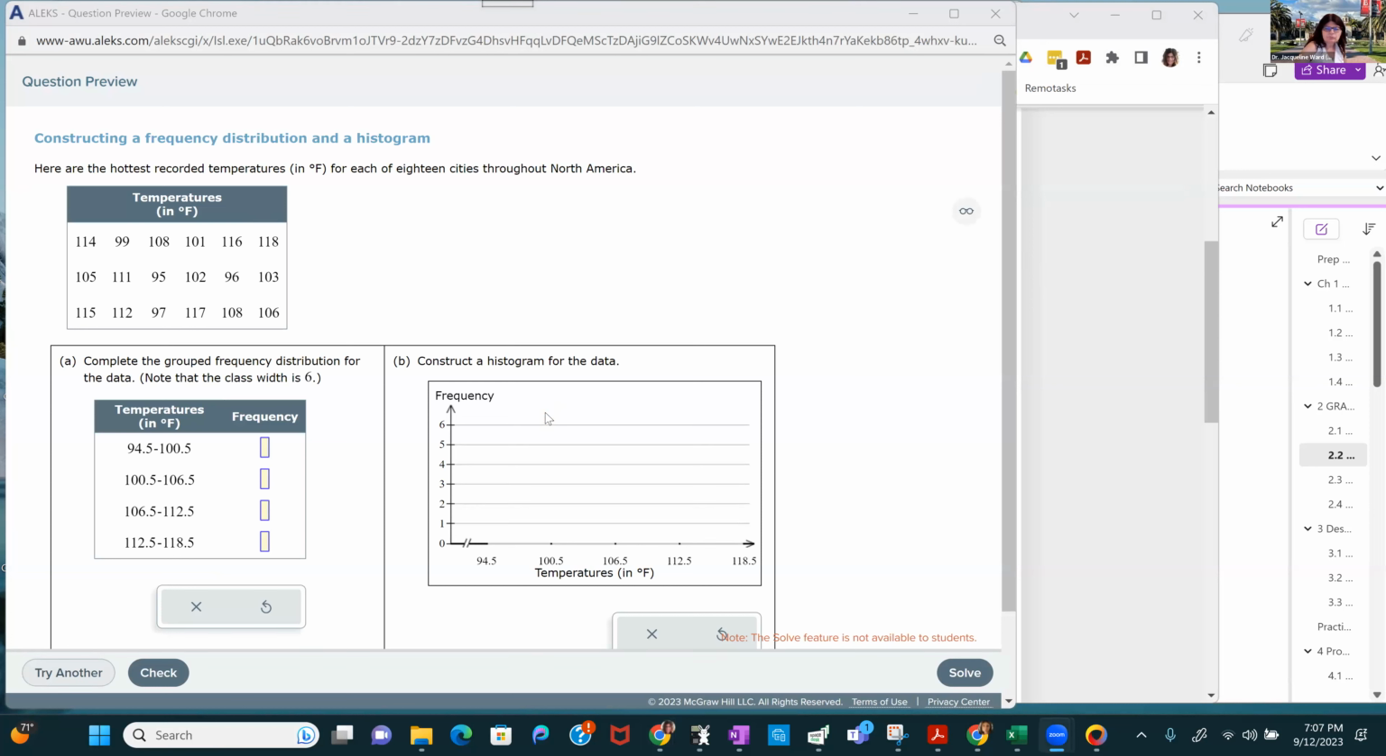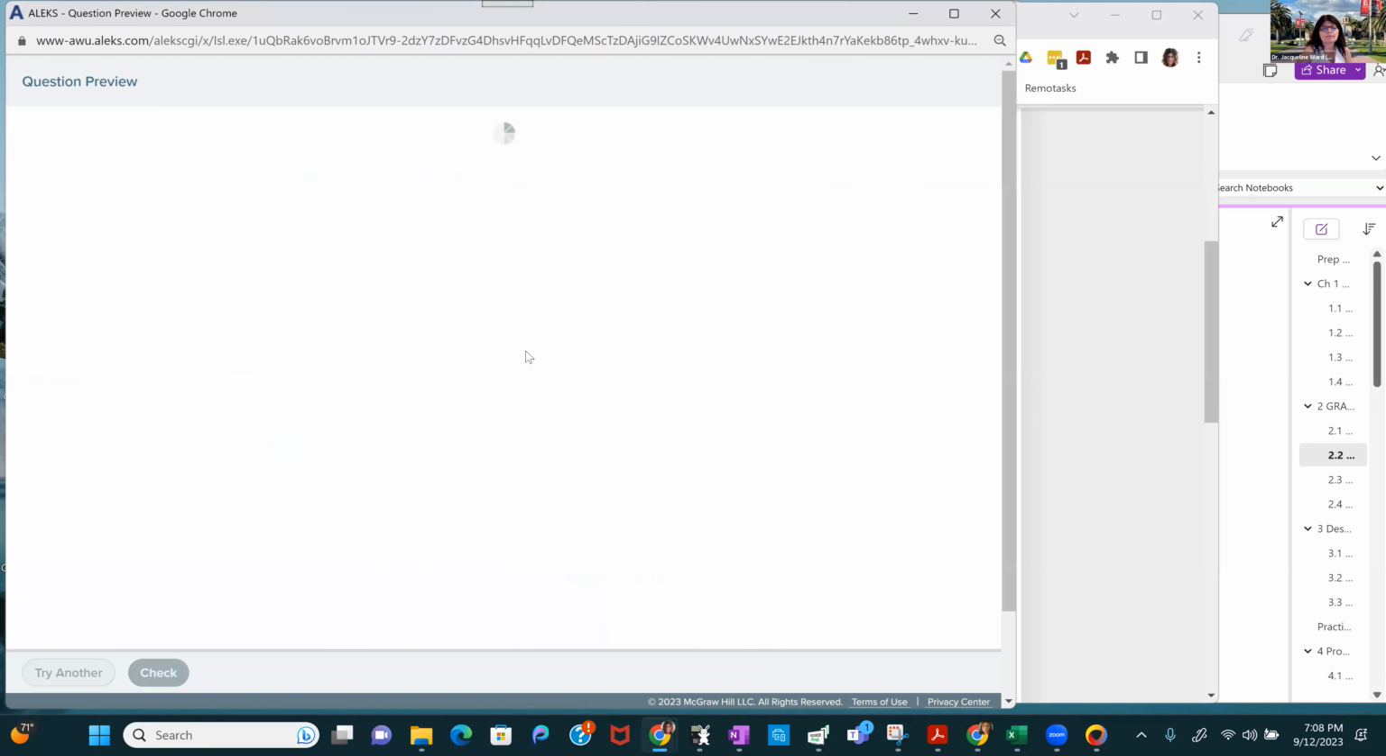Okay. So for these, they give you the classes here. Here, the hottest recorded temperatures in Fahrenheit for each of 18 cities throughout North America. And then we want to count how many had temperatures between 94.5 and 100.5. So you're just going to count. And it turns out there are 4. So between here and here, you can click and drag up to 4, et cetera, et cetera.